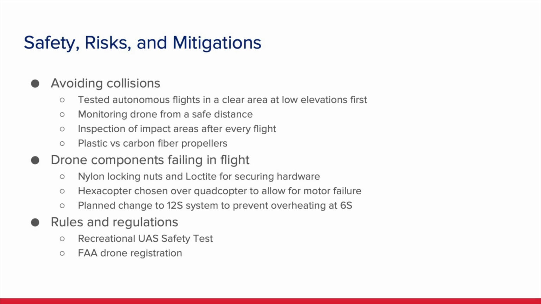In terms of the drone components falling off in flight, one way we went about reducing this was that we used nylon lock nuts and lock tape to secure the hardware. As we talked about before, we chose the hexacopter design over the quadcopter design, so that we have some redundancy in case a motor or propeller fails. And as previously mentioned, we have planned to change over from 6S to 12S in order to prevent overheating of our electrical systems. Lastly, we had several of our team members take the recreational UAS safety test, and we have also registered our drone with the FAA.